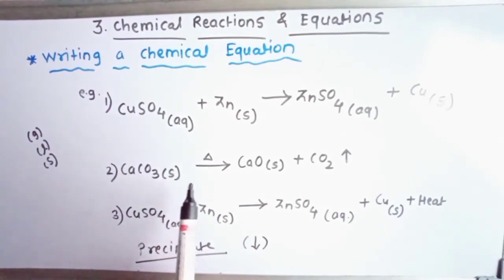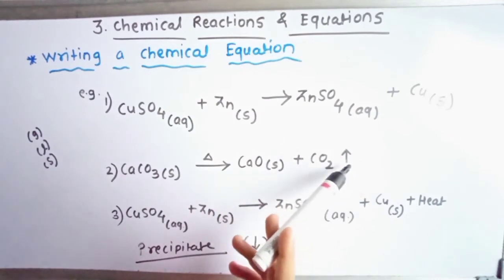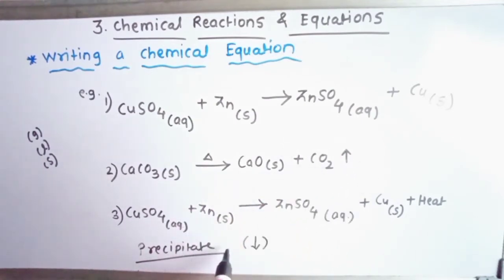Then if the product is in a gaseous state, it can be indicated using an upward arrow, and if a precipitate, meaning an insoluble solid, is there, then it is indicated with a downward arrow, okay. Then when heat is to be given from outside to bring about the reaction, then the sign of a triangle is written above the arrow, and when heat is released during a reaction, the term heat is written along with the products, okay. This much part is clear to you now.